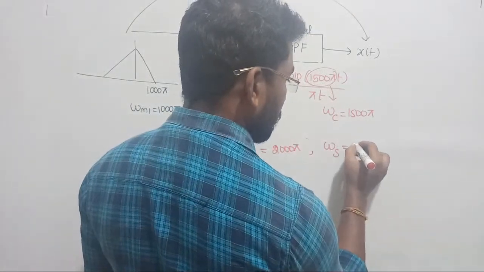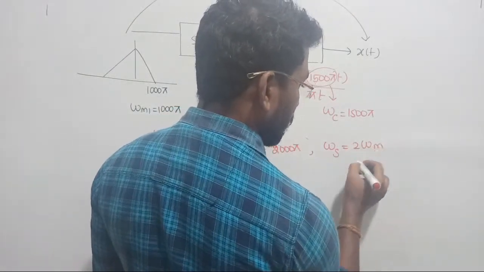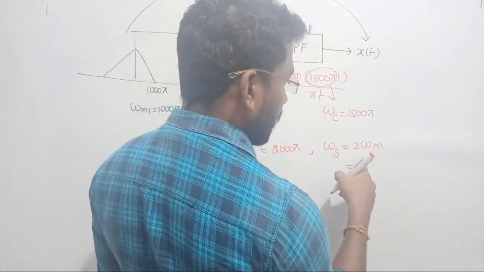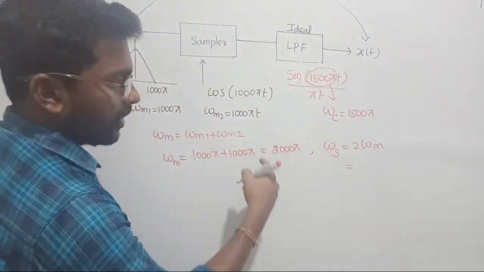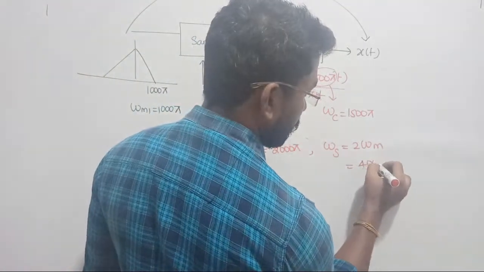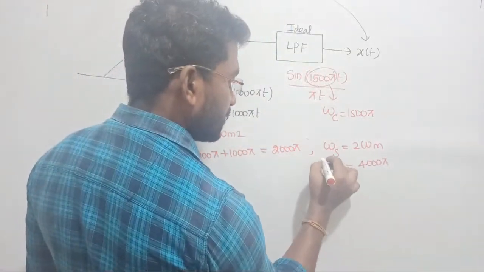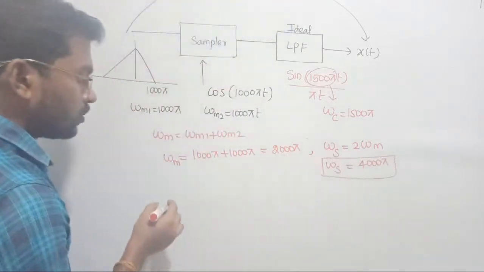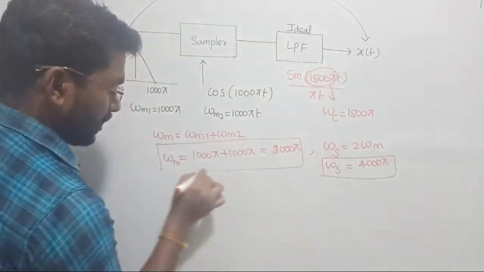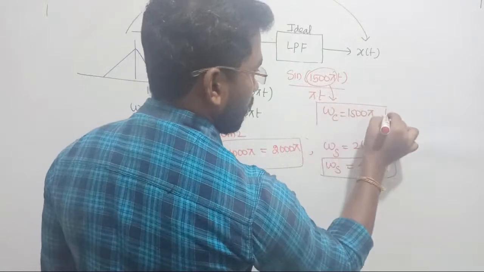Sampling frequency is going to be twice of maximum frequency omega m. So I am going to get what? Twice of omega m is going to be 4000 pi, right? Now we know the value of omega s as well as we also know the value of omega m as well as we also know the value of cutoff frequency.